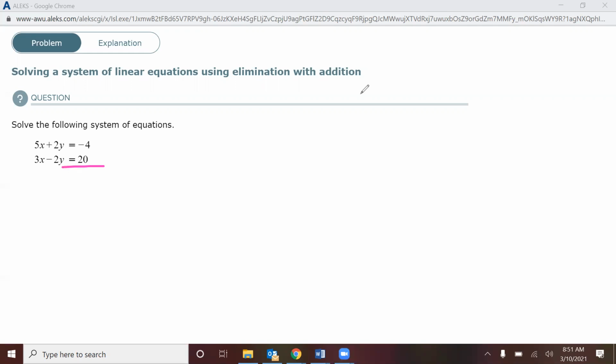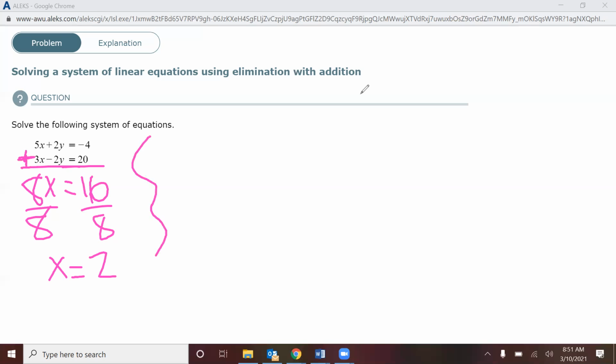If I add both equations together, then I get 8x plus 0y equals 16. And now I have an equation I can easily solve, and I know that x is 2.